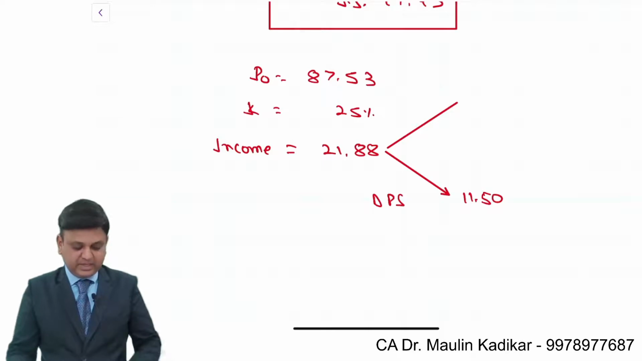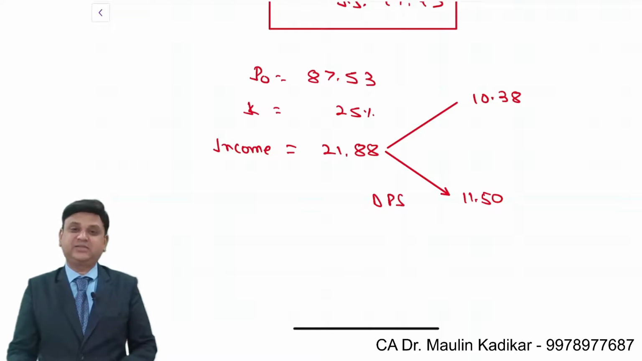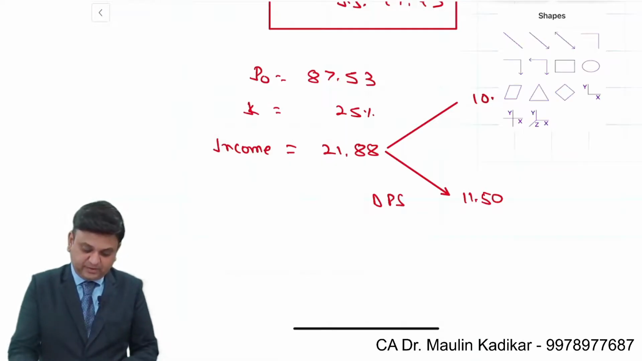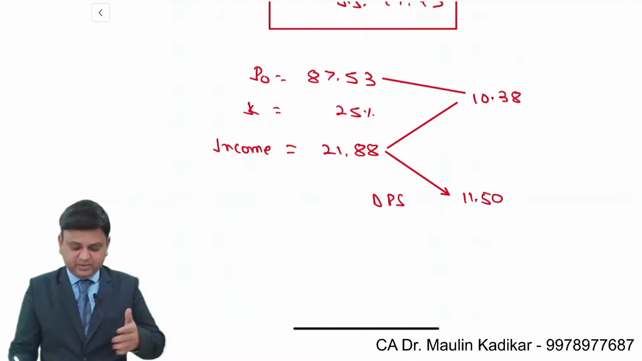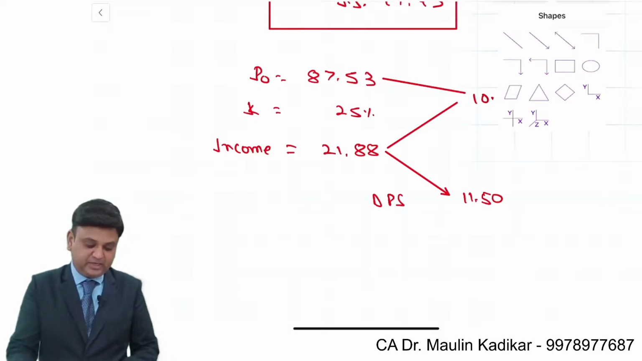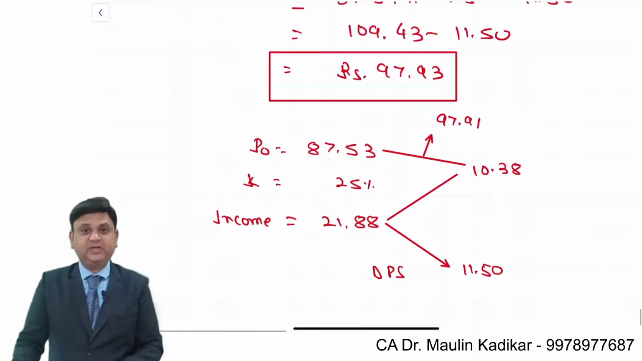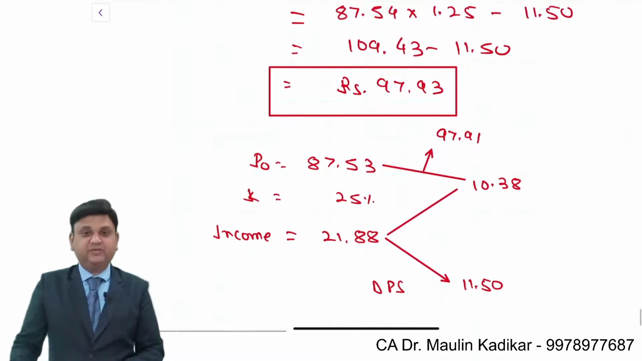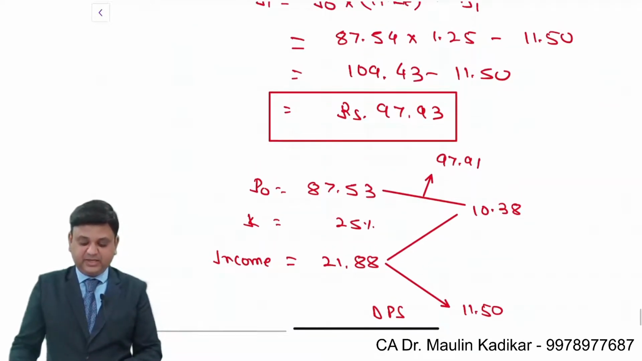10 rupee 38 paise is supposed to be the increase in the price of the security so that the investor will be able to get the return as he desires. So we have to add both of them. Adding both of them, it is 10.38 plus 87.53. It comes to 97.91. And that is what we understand is the price of the equity share after 1 year. This is the logic. Why is the price of the security formed like this?